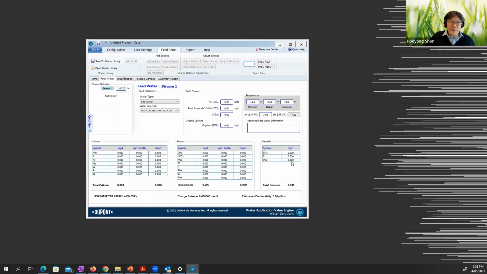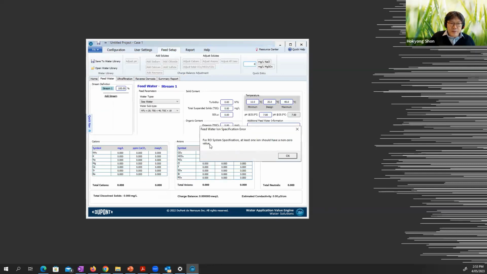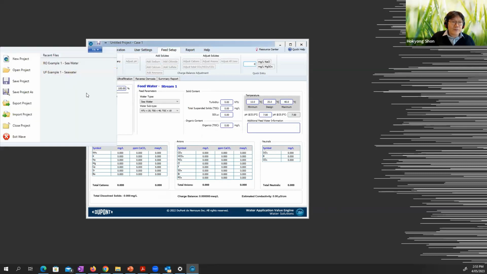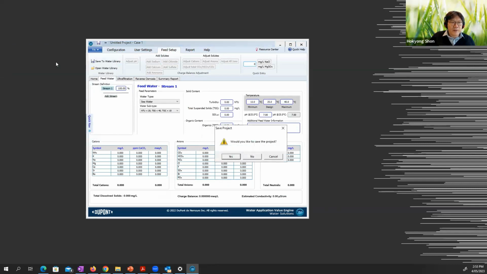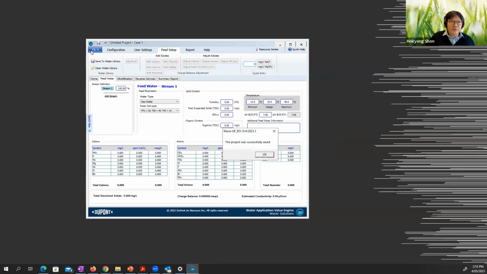And then you will have, okay, so I cannot go, yeah. This one is ultrafiltration. Okay, so they're asking for some concentration of the, maybe we can have this one. I selected one of the example files, seawater desalination.